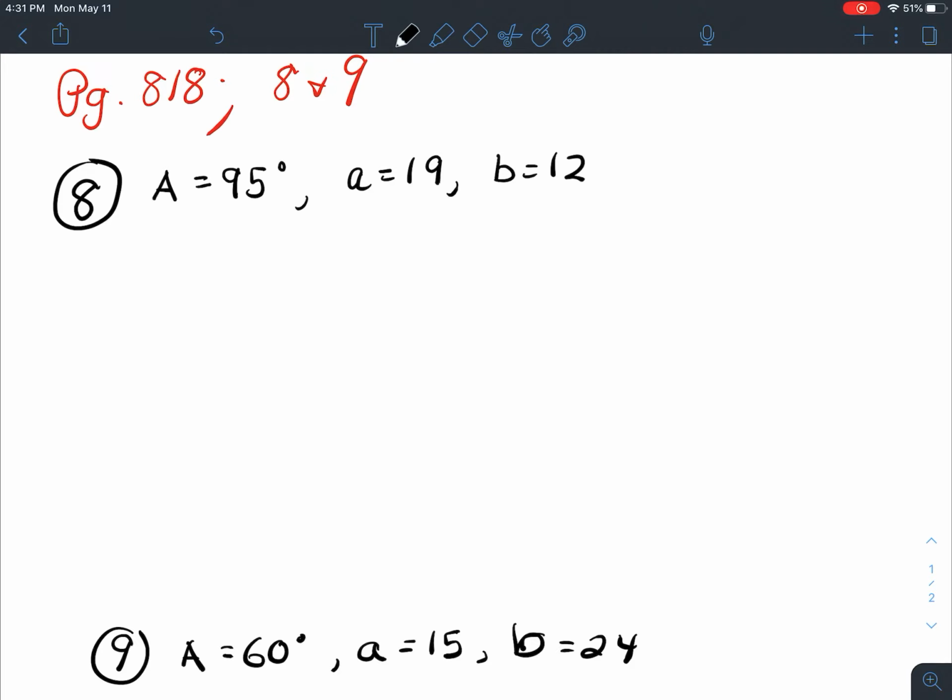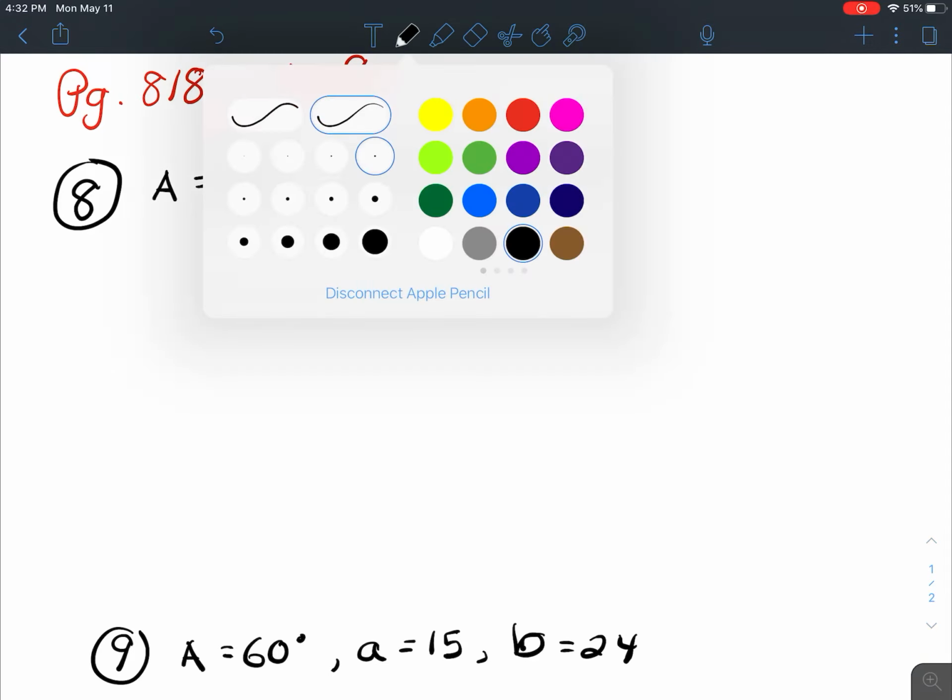Okay, hey, today you guys shouldn't have learned anything new. There was no video, but just some 4 problems for you guys to practice with law of sines. The most requested problem was number 8, so we're going to take a look at that one here first.